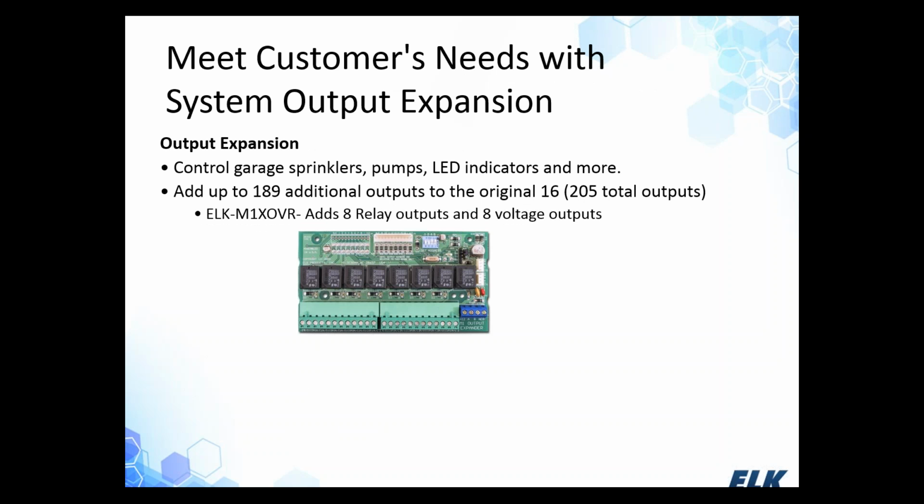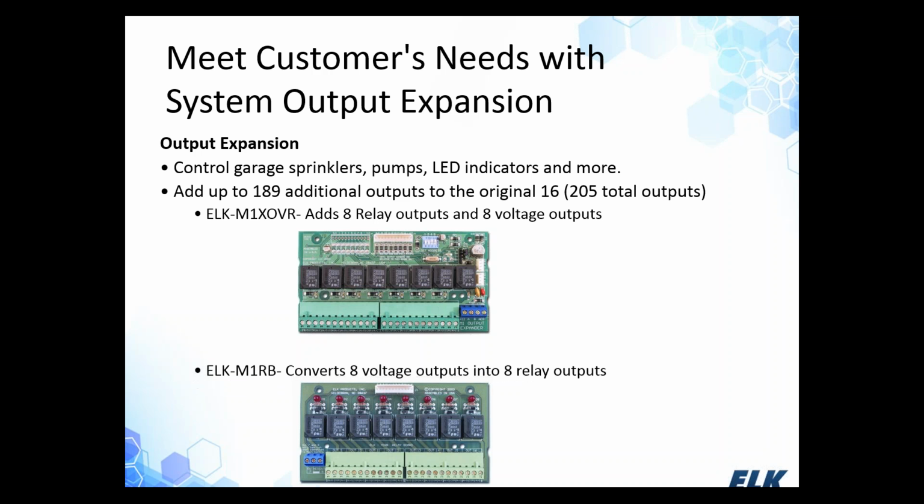Here we have an output expander, a relay board itself. This is going to give us additional relays. It gives us 16 more outputs, and we can build up that 208. It's going to give us 8 relay outputs, and you can see those 8 relays built on board, and also 8 voltage outputs. Now, don't worry, those voltage outputs, we can actually turn those into more relay outputs with the addition of a relay board, the ELK M1RB, and you can see it right down here below. It brings up on screen.